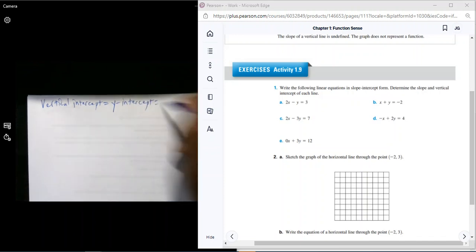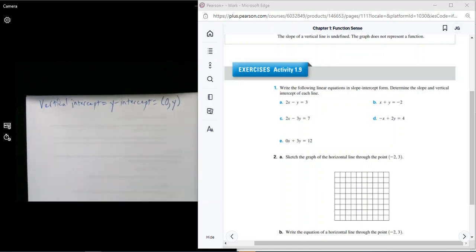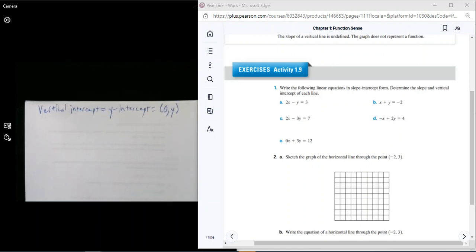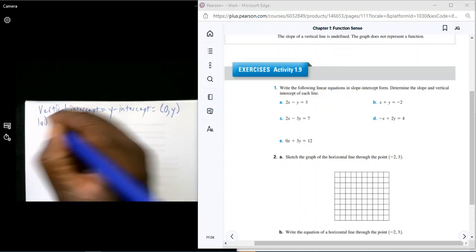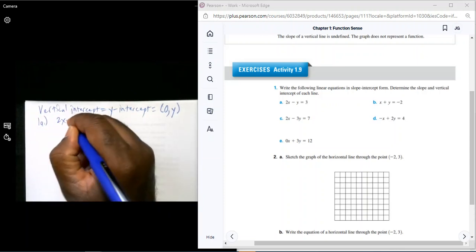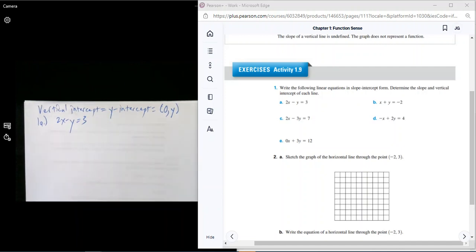And we know the y-intercept is when x is 0. So that is our y-intercept. So when it says vertical intercept, it's saying y-intercept, and we know the y-intercept is when x is 0. So x would be 0, and then y would be some other value. Okay, so now we look here at 1a. We have 2x minus y is equal to 3.